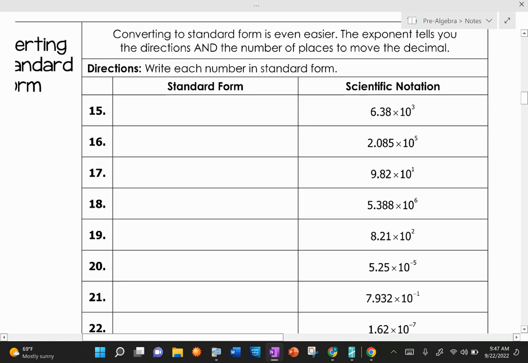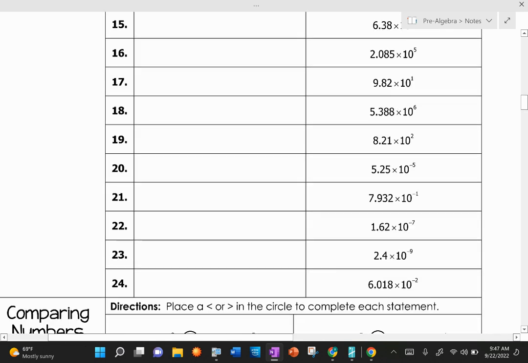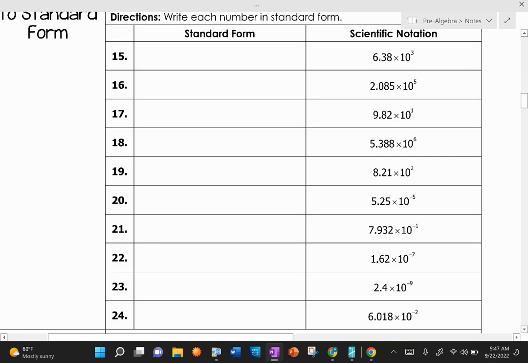Okay, on 15 through 24, I would like for you to do the odd numbers, okay? You are more than welcome to do them all. You can. I'm just only making you do the odds. They're the same difficulty, just not trying to waste your time.